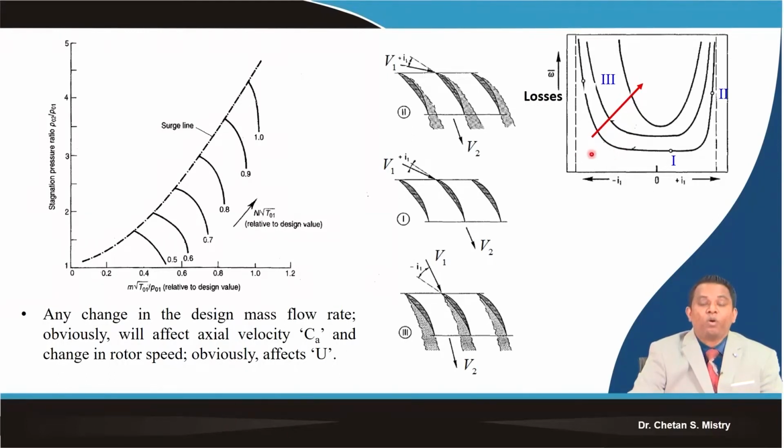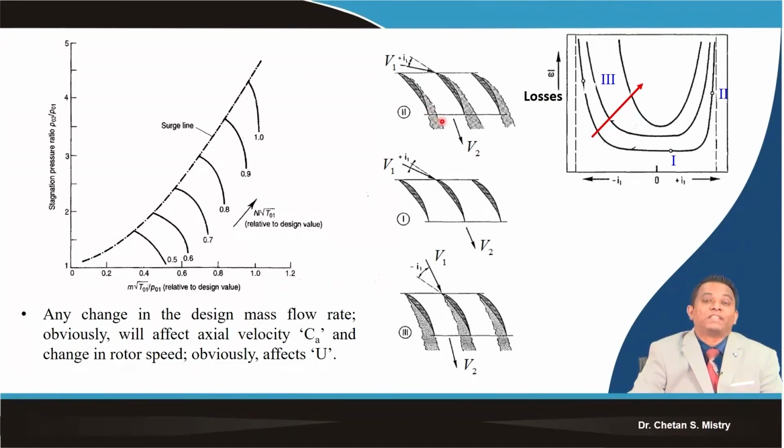Okay, now what is happening? Suppose I am increasing my incidence angle. Realize that when I say I am increasing my incidence angle, that means I am changing my axial velocity or my peripheral speed. So you can say I am decreasing my mass flow rate or axial velocity, or I am increasing my peripheral speed. Under that condition, there is a possibility that your flow will get separated from the suction surface.